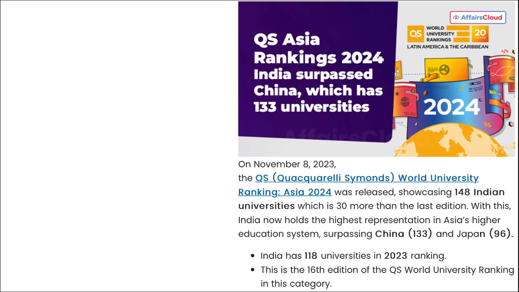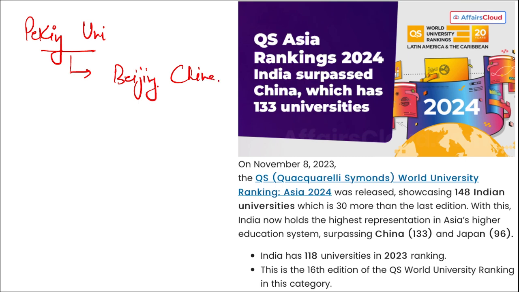The next question that can be asked here is which is the university that secured the top position, or the first position, in this QS Asia ranking 2024? So it is Peking University. This Peking University is in Beijing, China, right? And they have retained the first position in the QS Asia ranking 2024. Then IIT Bombay, that is in Mumbai, Maharashtra, secured the top position among the Indian universities with the 40th position.